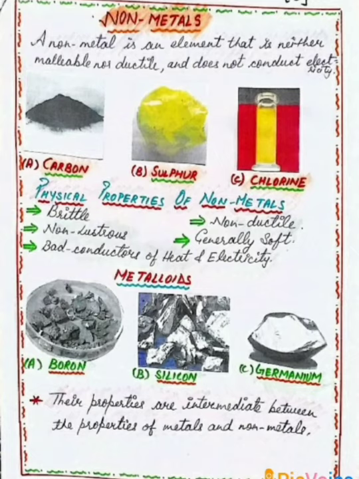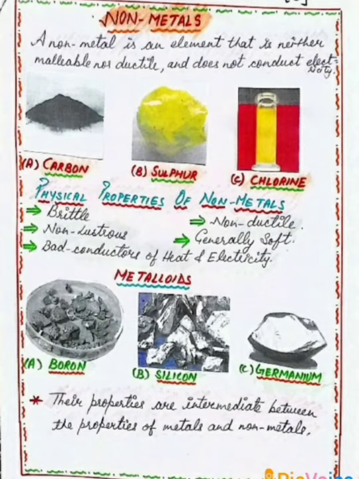Second, non-metals are not ductile. This means that non-metals cannot be drawn into wires. They are easily snapped on stretching. For example, sulfur and phosphorus are non-metals and they are non-ductile.